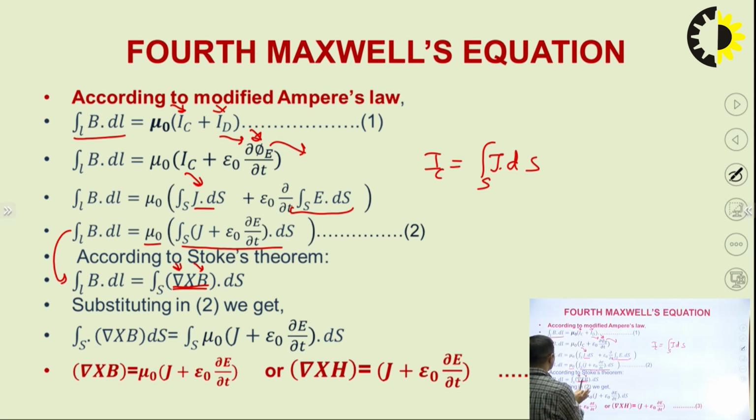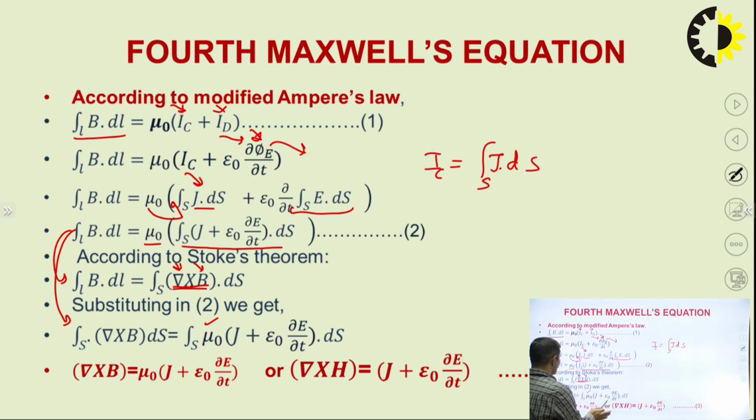Now we can substitute this value in equation 2. So equation 2 now becomes the surface integral over a surface S of del cross B ds equal to mu naught times J plus epsilon naught dE by dt. Here this is a mistake, you can write this mu naught here basically.